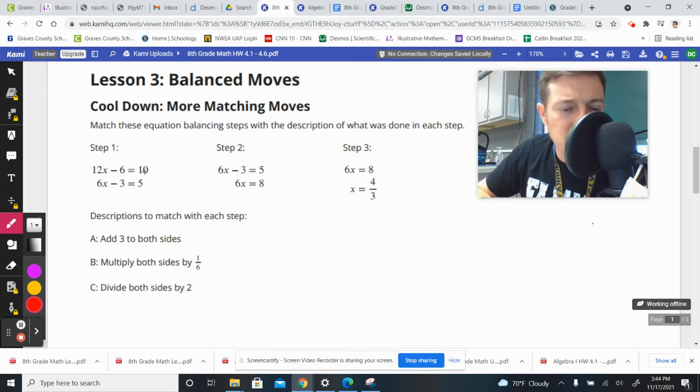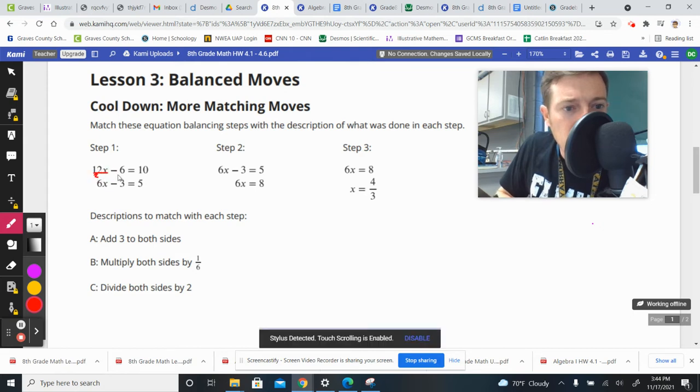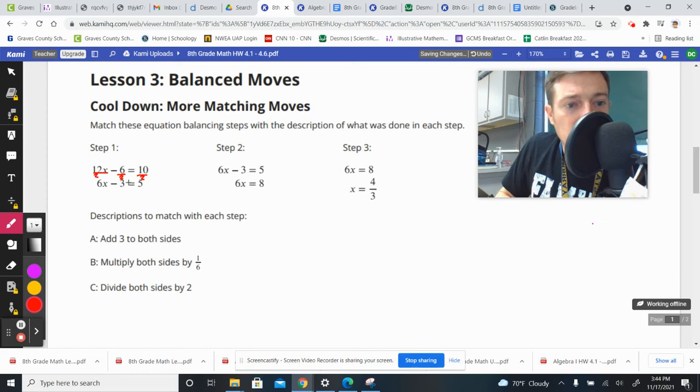Well, a sixth of 10 is definitely not 5, so it looks like they're probably dividing both sides by 2. Yeah, that's what's happening, because if you divide 12 by 2, and you divide 6 by 2, and you divide 10 by 2, you get 6, 3, and 5 respectively. So it does look like that's what they're doing. They're dividing everything in the equation, both sides, by 2, and not just individual things, everything gets cut in half. So that makes sense that C is matching with step number 1. So C for that one.